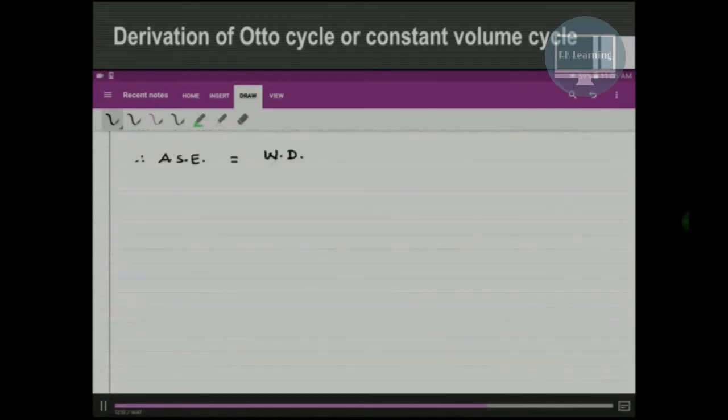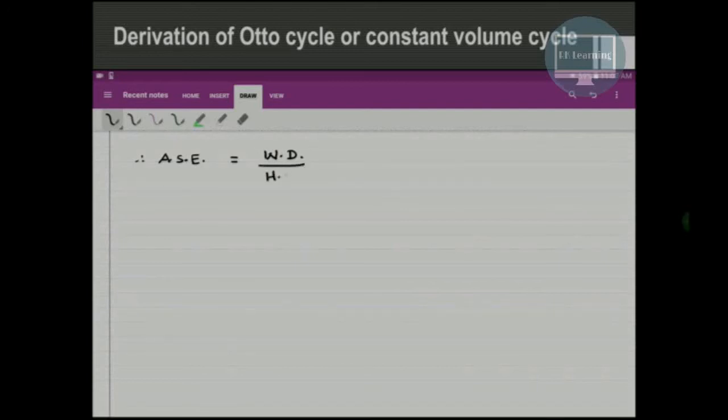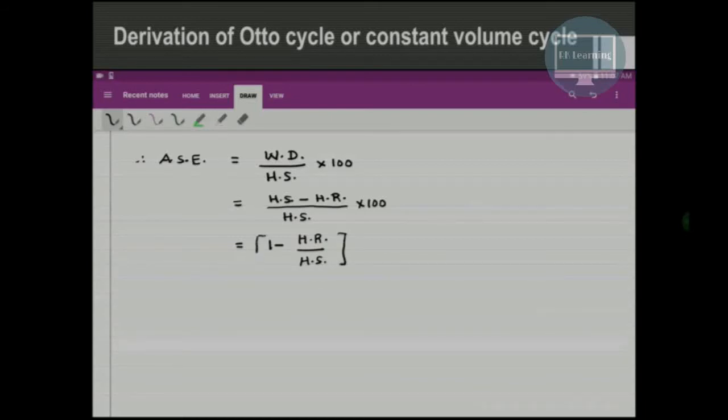Now let's see the derivation for air standard efficiency over here. So it is work done divided by heat supplied multiplied by 100. And we know that work done is nothing but heat supplied minus heat rejected, divided by heat supplied, multiplied by 100. Or we can write this as 1 minus HR divided by HS, heat rejected divided by heat supplied, multiplied by 100.